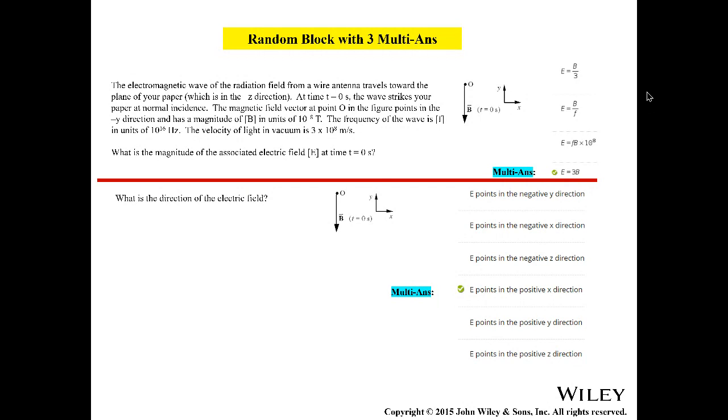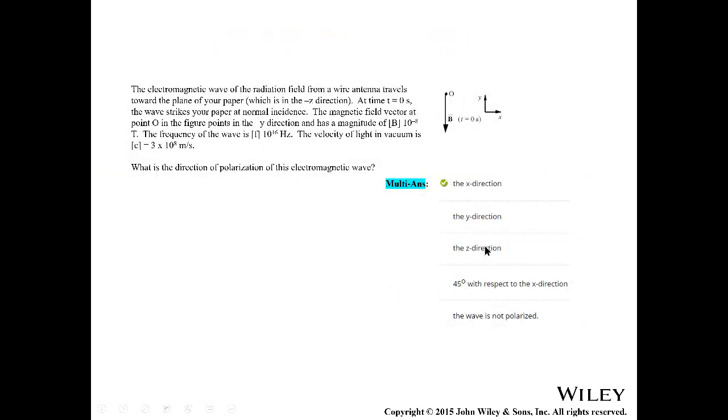So when I have my electric field this way and my magnetic field this way, the electromagnetic wave, the light, is going towards the paper, and the paper is in the negative z direction. So that's why E points in the positive x direction. All right. And now what's the next question they ask? What's the direction of polarization? Well, polarization is, as far as the E field is concerned, which way is the E field oscillating? Well, it's in the x direction. So the polarization is in the x direction.